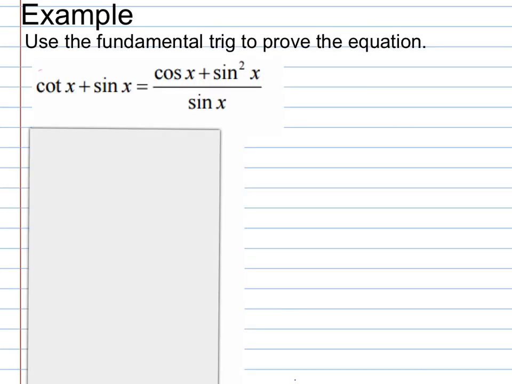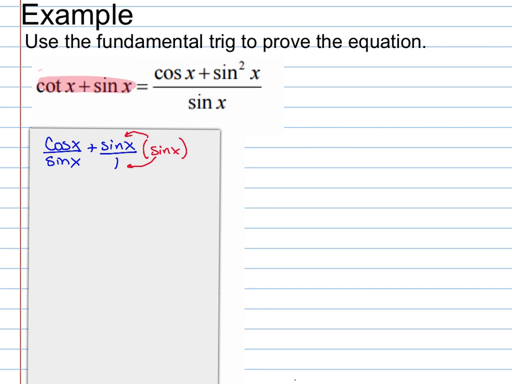So again, I like to work with the left side, so I'm going to work on that side. And just like before, I'm going to change that cotangent into sine and cosine. So I'm going to write cosine of x over sine of x, because that's cotangent, plus sine of x. And we could write that as a 1 under it, and then we need to get a common denominator. So this side needs a sine of x on top and bottom. So I'm multiplying that at the top and the bottom.